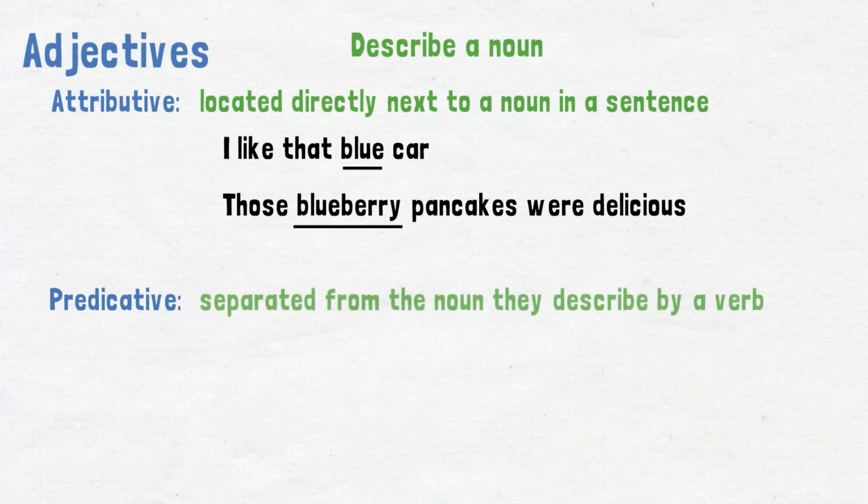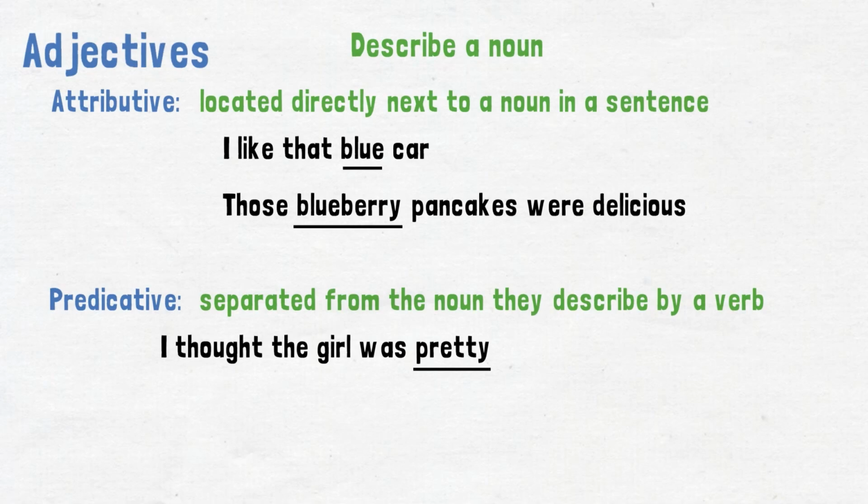Predicative adjectives are separated from the noun they describe by a verb. For example, in the sentence, I thought the girl was pretty, the adjective pretty describes the noun girl.